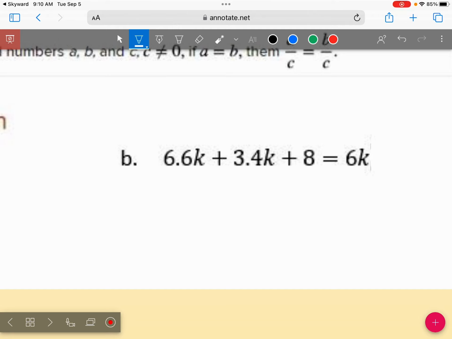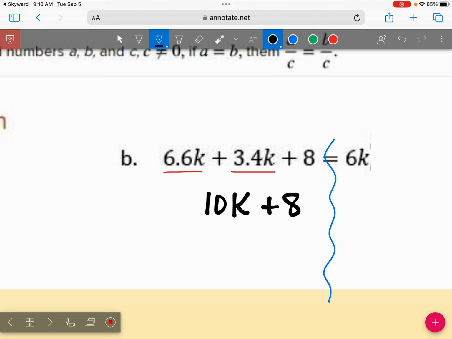Okay, so first thing we're going to do is combine our like terms. So anything that's on the same side, we don't have to do the opposite. We're just going to combine these together. Go ahead and pick up your calculator and add 6.6 and 3.4. So you get 10K plus 8 equals 6K.